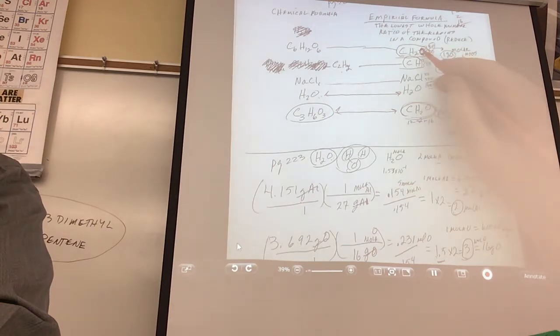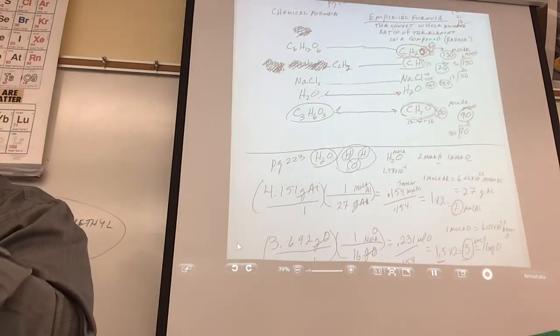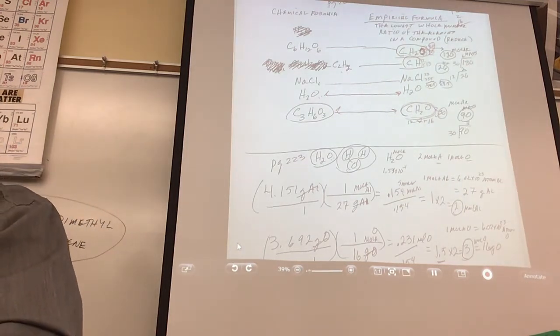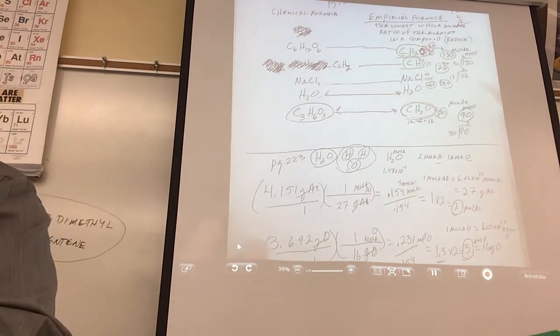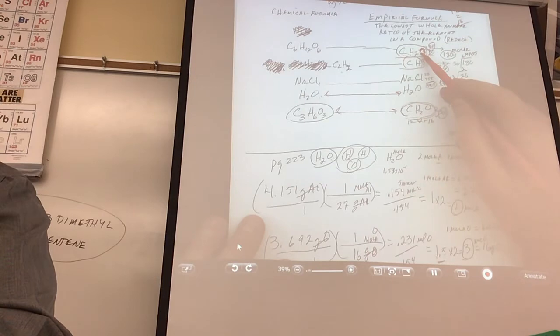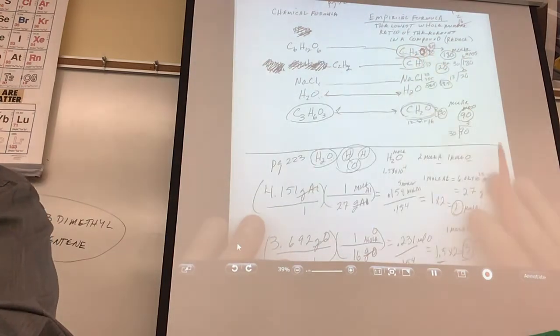Is this the real chemical? No. But what if you took 180 and divided by 30? How many times could I multiply the empirical formula to get 180? So 180 divided by 30 is 6. So what do I do to the empirical formula? I multiply everything times 6, and it gives me C6H12O6.